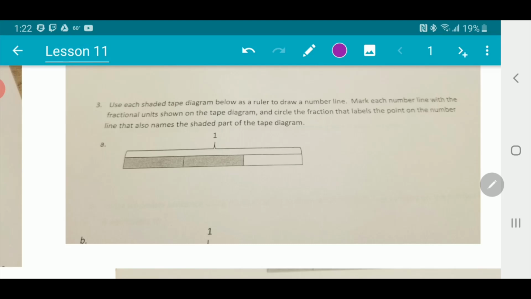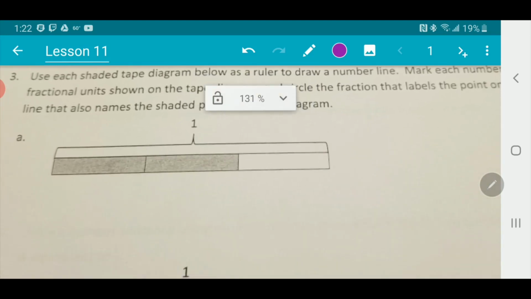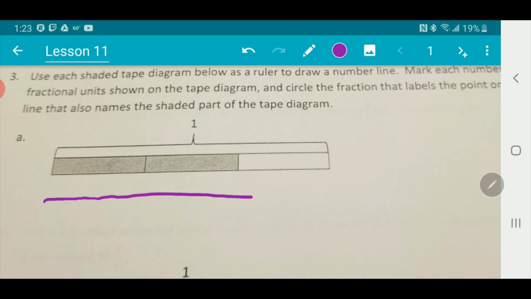Okay, so what we're going to do is draw a nice straight line underneath the tape diagram. We want to make sure that our start point lines up with the start point of the tape diagram. We want to make sure our end point lines up with the end point of the tape diagram. All right, you can put little arrows at the end as well.